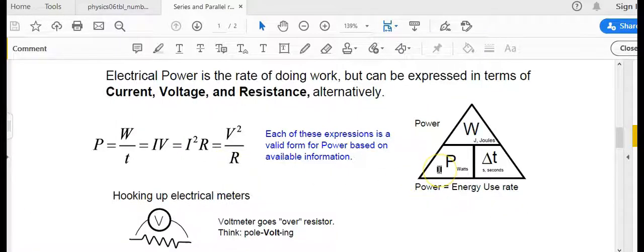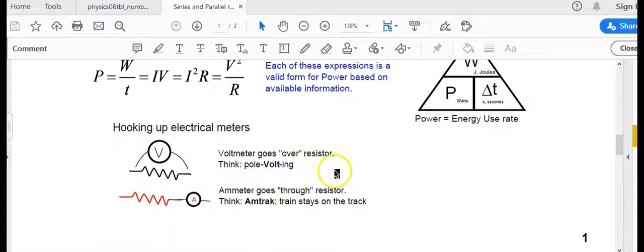And here's a power triangle. Power is work divided by time. Work is in joules, time is in seconds, joules per second is watts. When you hook up an electrical meter in a circuit like we've done, you see that the voltmeter goes over the resistor and the ammeter goes through the resistor.